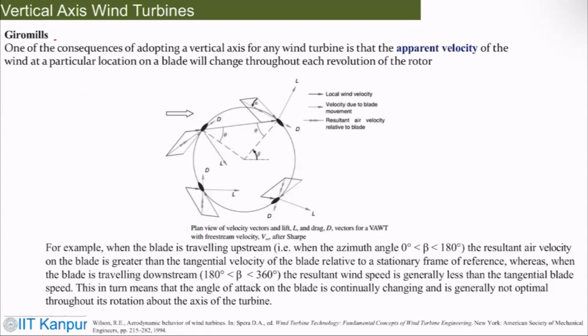Another consequence of adopting a vertical axis wind turbine is the apparent velocity of the wind at a particular location. If you see, this is the wind coming in and the blades which are going to be exposed to it, and every time you have an angle of attack, theta from the center, then you have beta. So the blade is traveling upstream, because it is rotating with that angular velocity, so you have the local wind velocity, the velocity due to blade movement, and the resultant wind velocity.